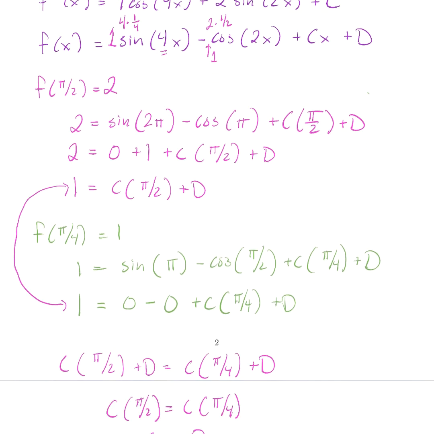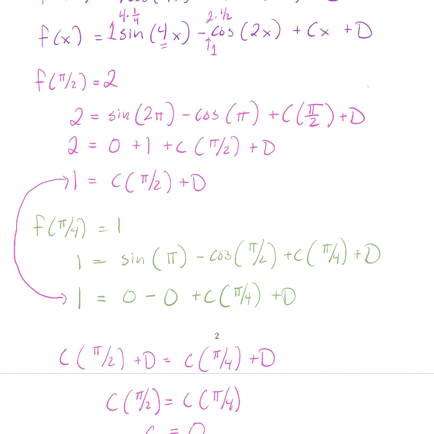Okay, now I play the same game at pi over 4. So I get 1 as the output is equal to sine of 4 times pi over 4, which is pi, minus cosine of 2 times pi over 4, which is pi over 2, plus c times pi over 4 plus d. And that simplifies. It looks like c times pi over 4 plus d is equal to 1.